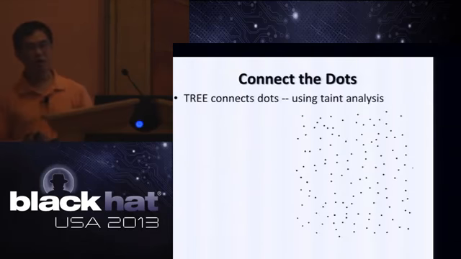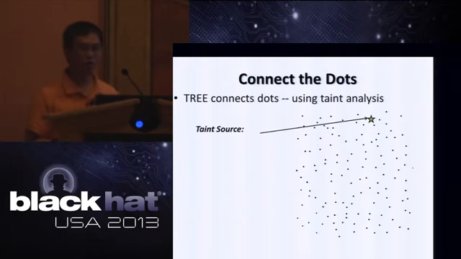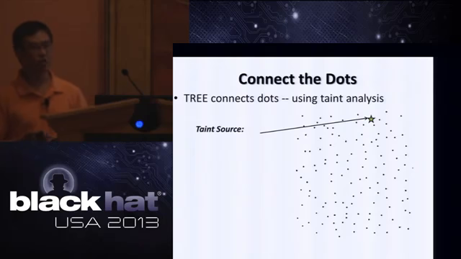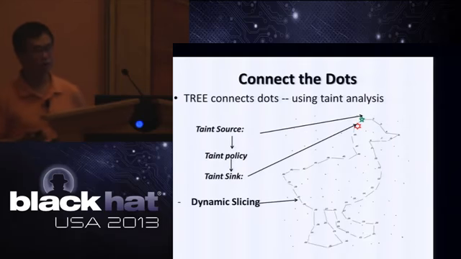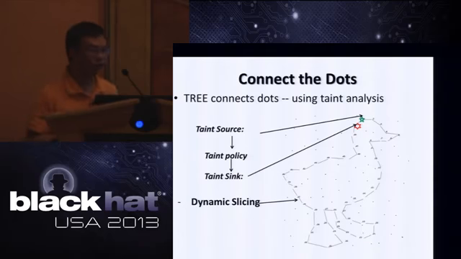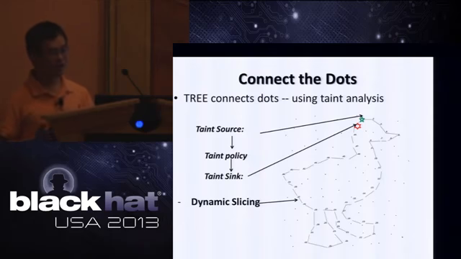So if we use the connecting the dots game to make it easier to see, the starting point is the source, the taint source. And the ending point is the taint sink. You start connecting the dots following certain rules. The rule is your policy, your taint policy. And when you finish the connection and it finally makes sense, in this case it's a duck, then that's your slicing.